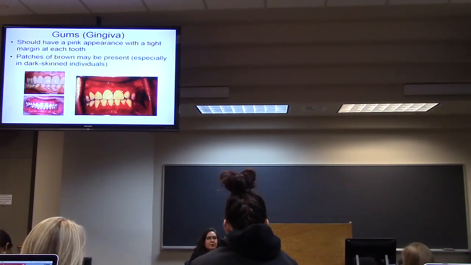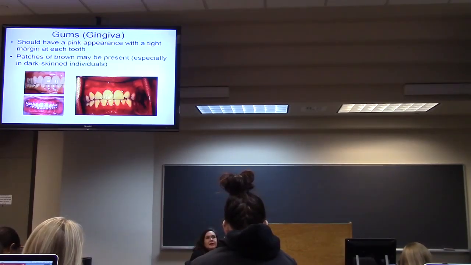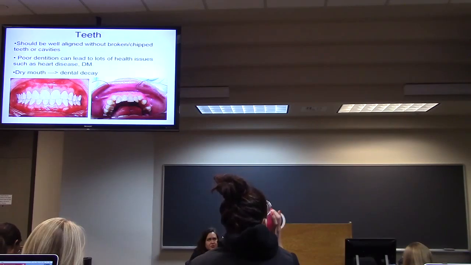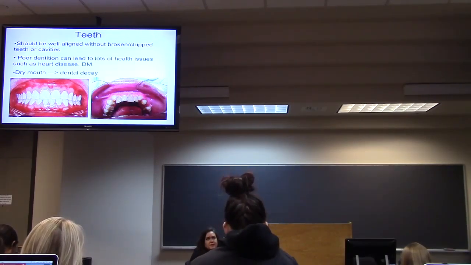If it's red and inflamed, it can indicate underlying gingivitis. People who are darker skinned, African Americans, have a tendency to have darker gingiva. It's just a normal variant. Obviously, the teeth should be well aligned, with no broken or chipped teeth. Poor dentition can lead to a lot of health issues, like heart disease and diabetes.